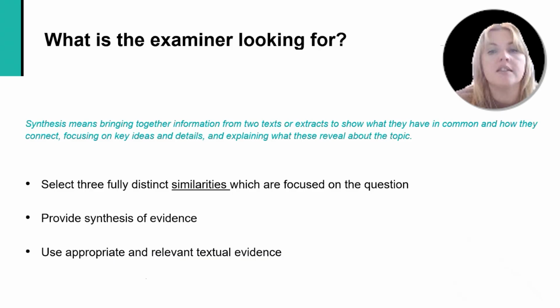Providing synthesis of evidence. You must effectively combine information from text to show how your similarities connect or relate, demonstrating a clear understanding of both sources. And finally, using appropriate and relevant textual evidence. You must support each similarity with well-chosen, relevant quotations or references from both texts that back up your points. It's also important to note that you must draw on both texts to access the marks. You must give 3 separate ways in which the experiences are similar, supported by the evidence from both texts to access level 3 on the mark scheme.